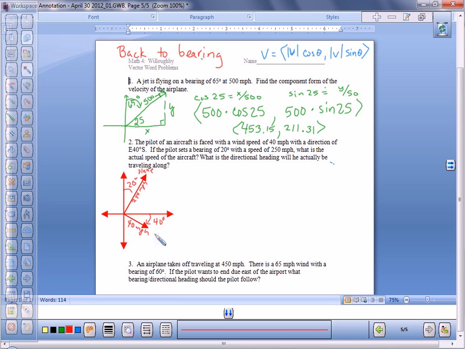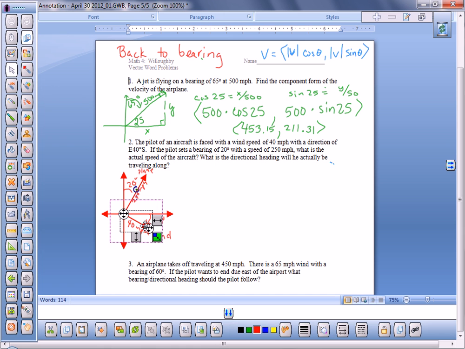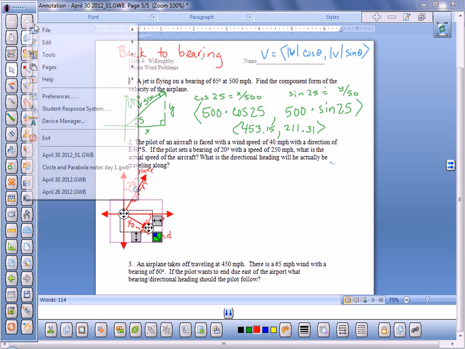Now, what it's asking for is the actual speed of the aircraft. Well, the actual speed of the aircraft is the speed of the aircraft, but then we have to account for the wind. And one way we can do that is think of this. Let me go in here and copy this. And then we'll go ahead and paste that.